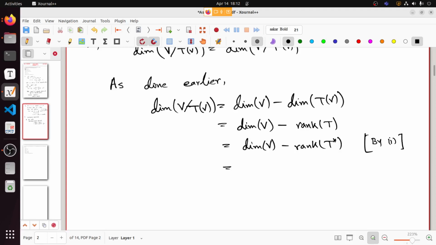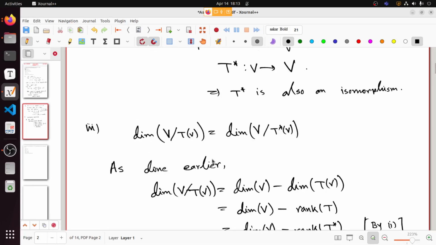So this is dimension of V minus, again, the dimension of the range space of T star V, so this is the same as dimension of V mod T star V. This we have to prove, right? So option number 3 is correct.